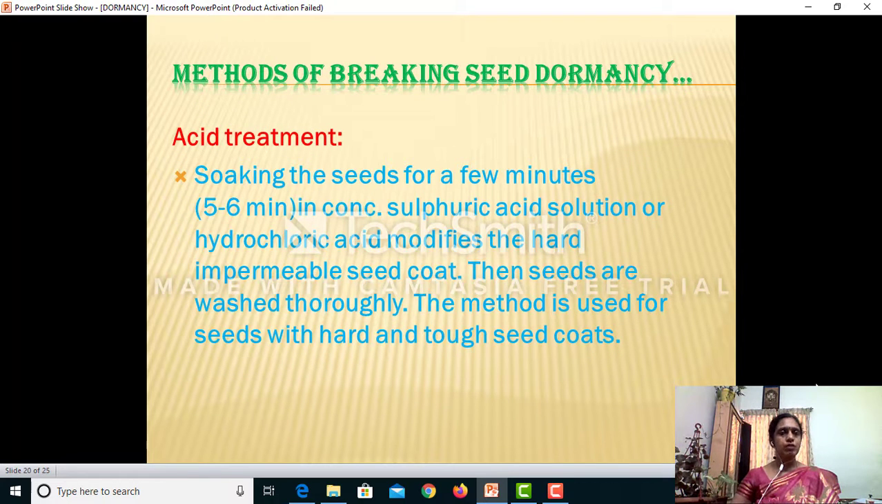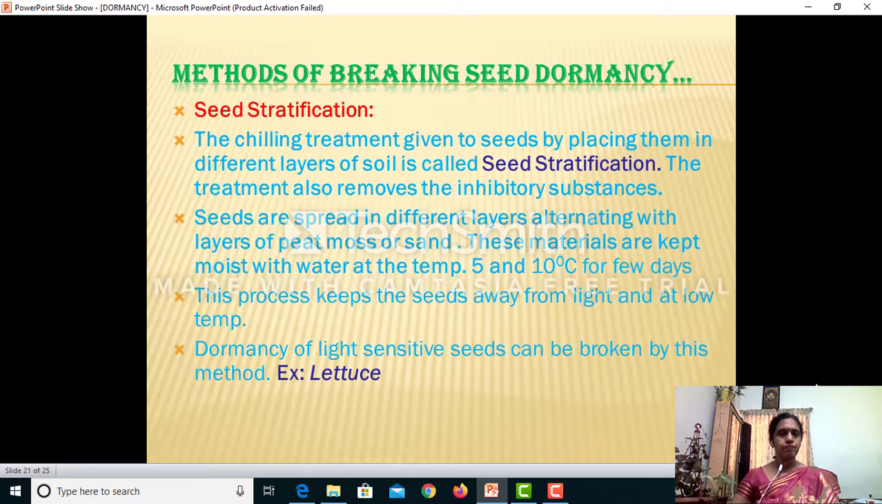Next is acid treatment. Soaking the seeds for a few minutes, that is 5 to 6 minutes, in concentrated sulfuric acid or hydrochloric acid modifies the hard impermeable seed coat. Then the seeds are washed thoroughly to remove any acid residue present. The method is used for seeds with hard and tough seed coats.